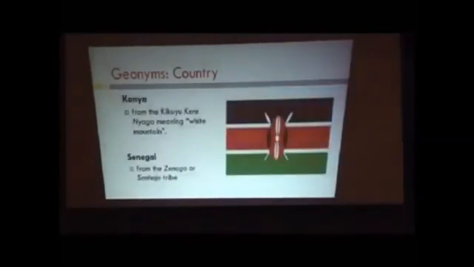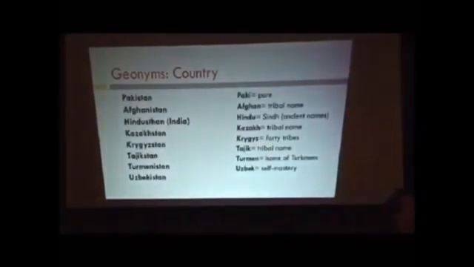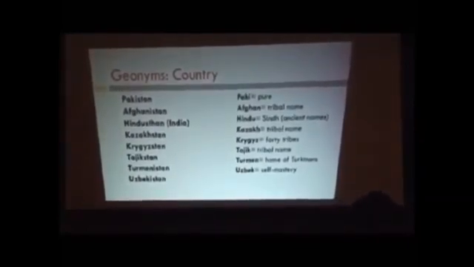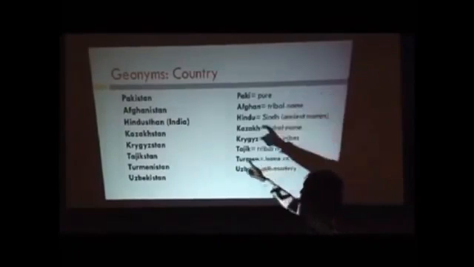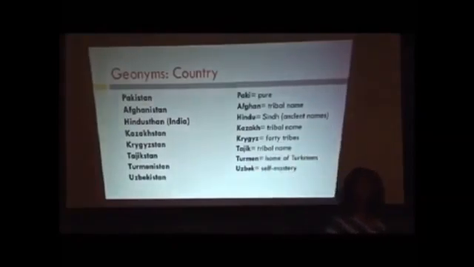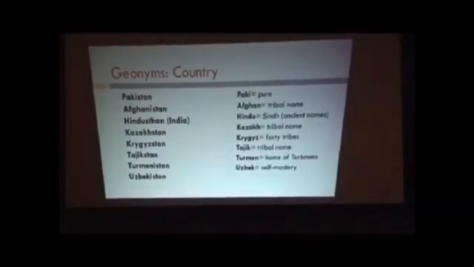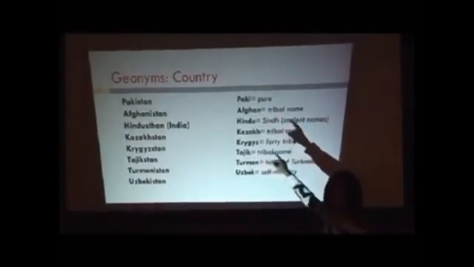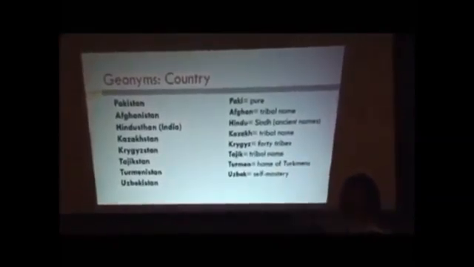Then you have ones that are based off of the indigenous name, coming from the tribes. Here I chose all of these. If you notice, all of these nations have a similar ending. They all end in what? Stan, right, which refers to standing, like standing in a place. So it refers to the land. Paki is pure, so Pakistan is pure land. Afghan is a tribal name, so Afghanistan is the land of the Afghans.